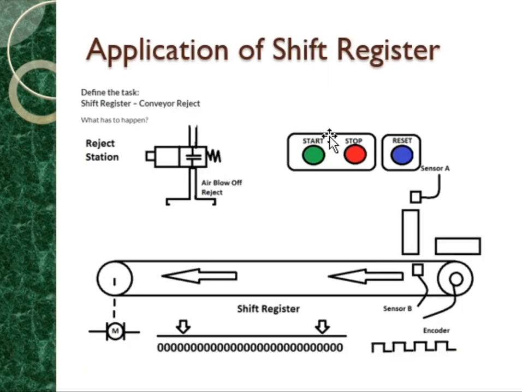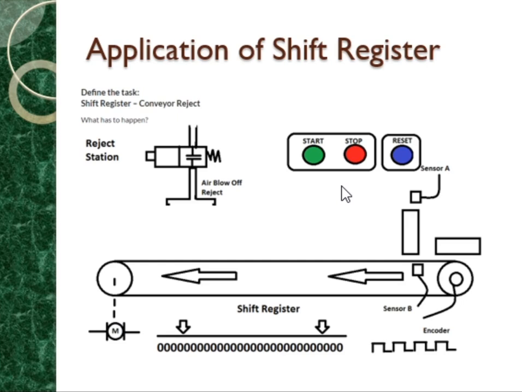So this is one of the applications of the shift register in automation. Imagine that you have a series of items on this conveyor belt. This sensor A will detect any object that is defective, for example. When this object is detected, it will give a signal to the rejection station, which will blow this item out from this conveyor belt.